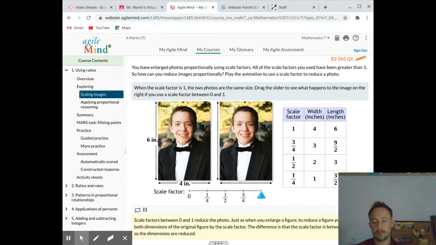Name some examples of scale factors that are greater than 1. What effect does a scale factor greater than 1 have on the dimensions of the image being scaled? All right. So we're looking at something greater than 1. Rachel, what's a scale factor that's greater than 1?